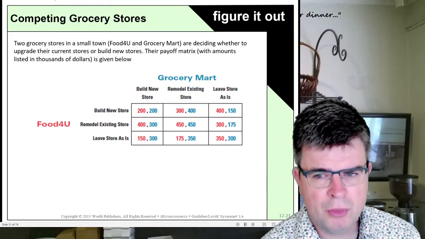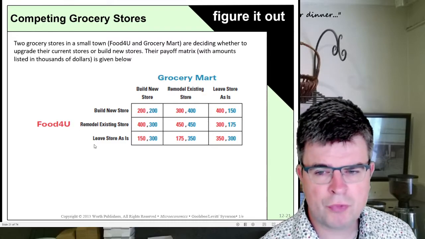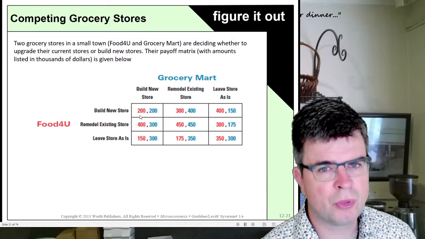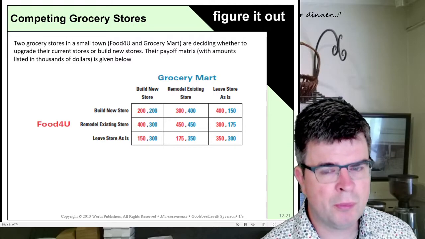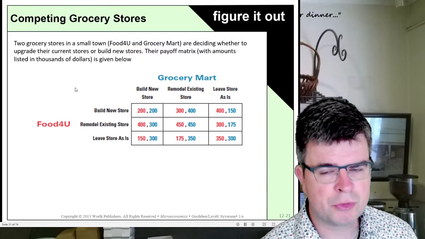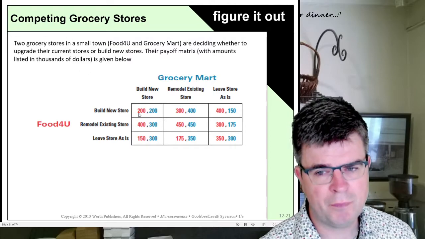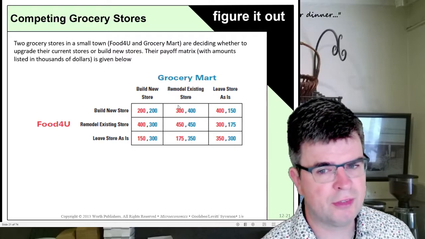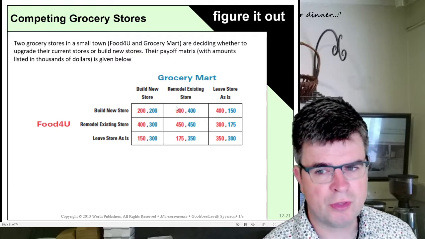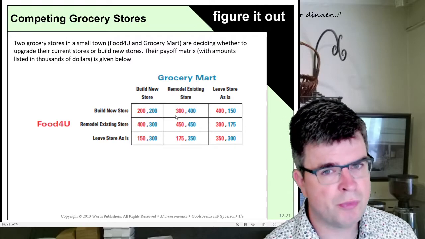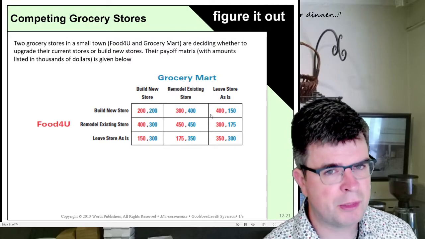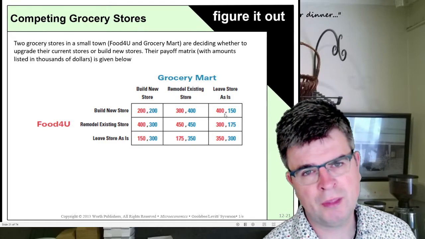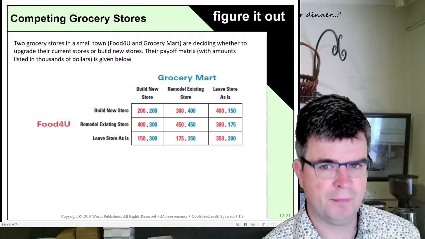And the payoff matrix shows that the profits attained by Food for You, for example when it builds a new store, depend on what the opponent does. So if Grocery Mart builds a new store as well, the profits will be 200. If Grocery Mart instead remodels the existing store, then the profits of building a new store to Food for You will be 300. And if Grocery Mart leaves the store as it is, the profits to Food for You of building a new store are even 400.